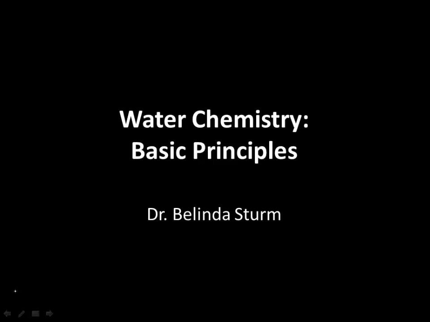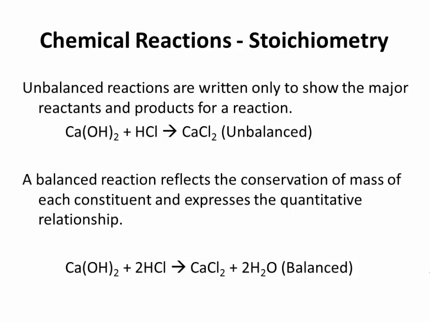In this tutorial, we'll cover the basic principles of chemistry, including stoichiometry. When working with chemical problems, you need to start with a reaction form, which can be written as either an unbalanced reaction or a balanced reaction. Unbalanced reactions are written only to show the major reactants and products for a reaction.